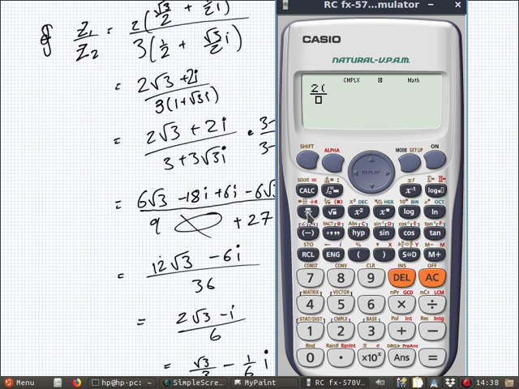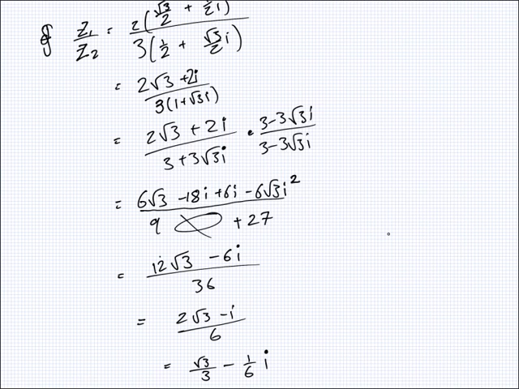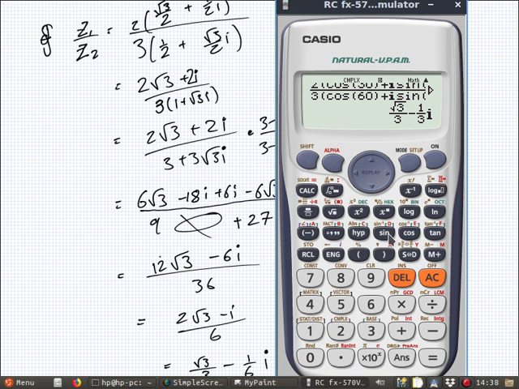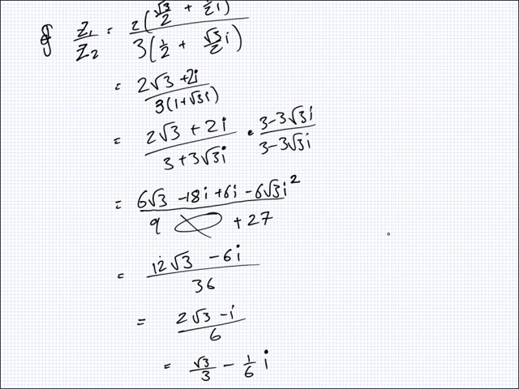2 bracket cos 30 plus i sin 30. Close, close. And at the bottom, 3 cos 60 plus i sin 60. Root 3 over 3? Dang, I lost a 2. It's root 3 over 3 minus 1 over 3.